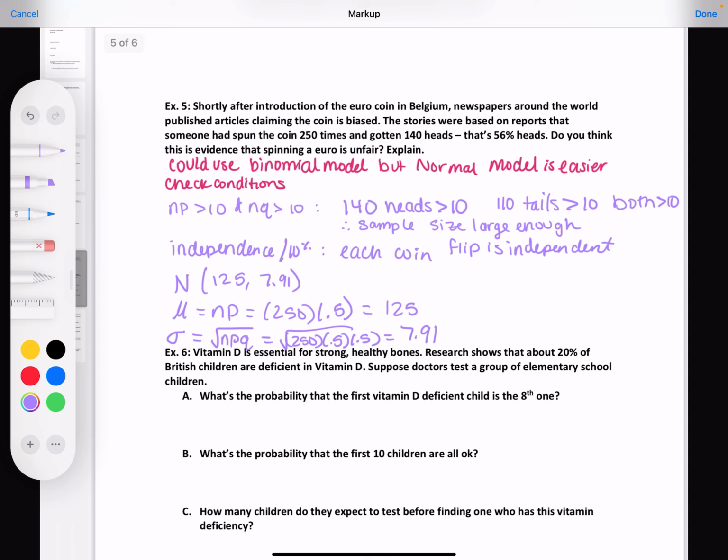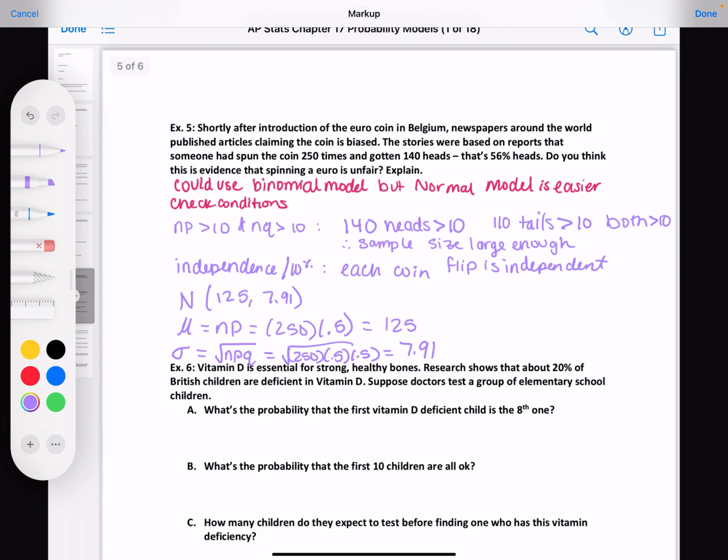And then out here to the side, I'm going to draw a little picture for us to look at. So 125 should be our mean. But the number of heads that we got is 140, which is going to be somewhere out here. So we're looking at that area there that I highlighted.